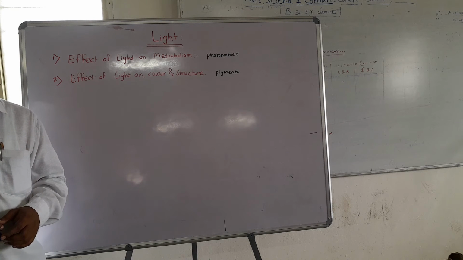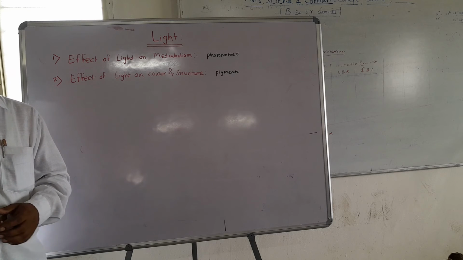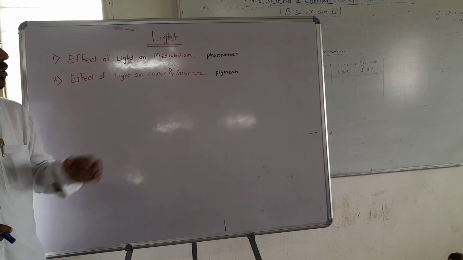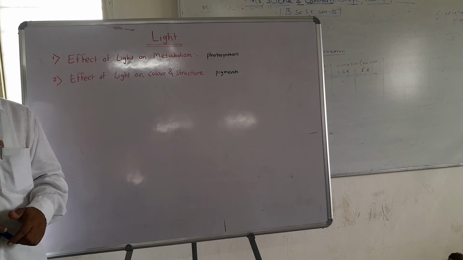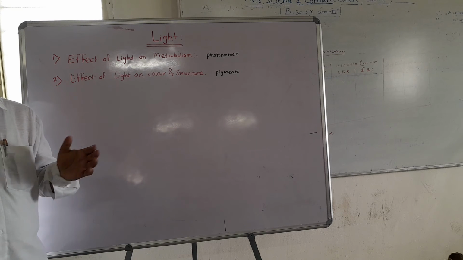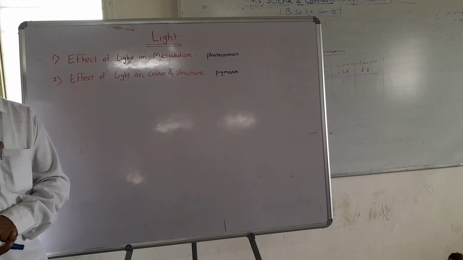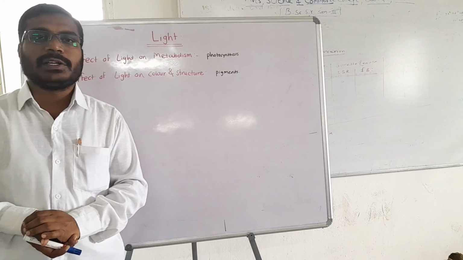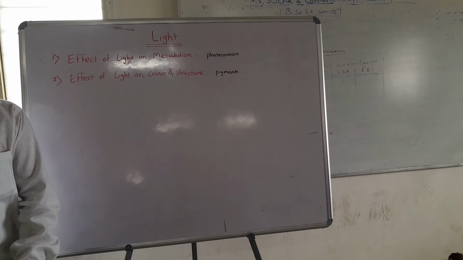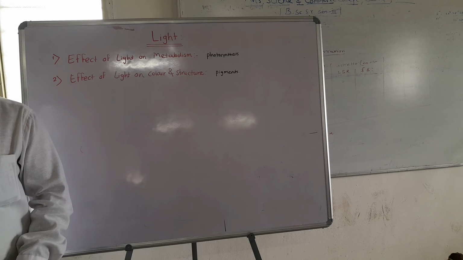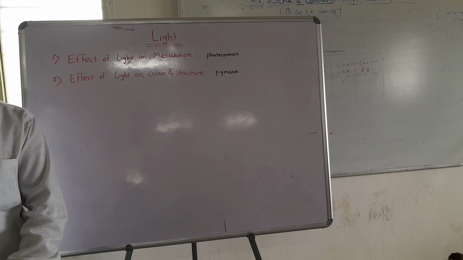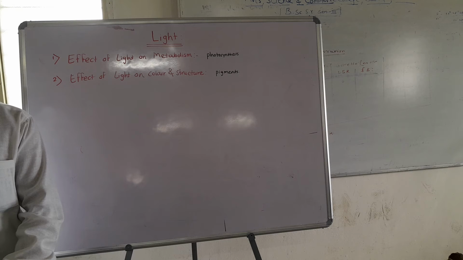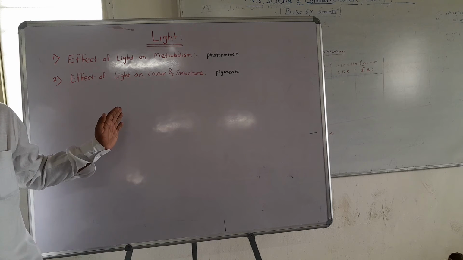Now in animals, when light does not reach the animal, their color becomes dark, that is black. We see this in cave animals, that is animals which live inside caves. They become dark colored because of the absence of light.